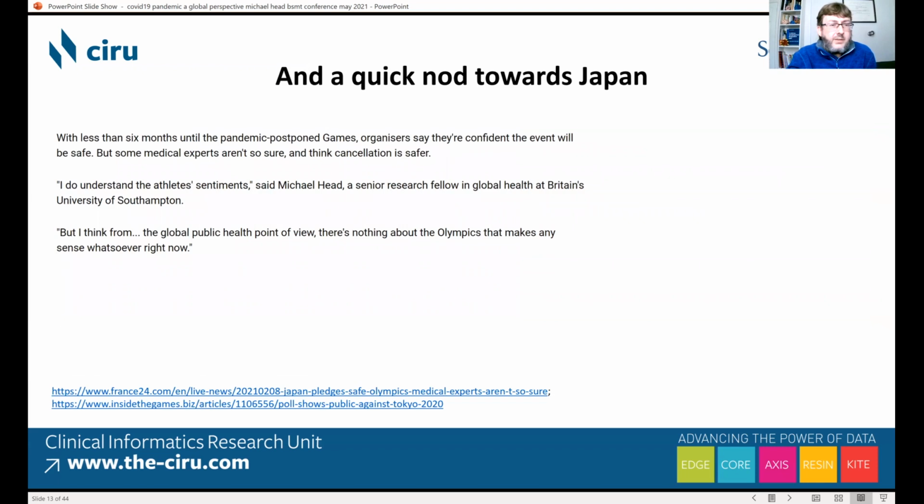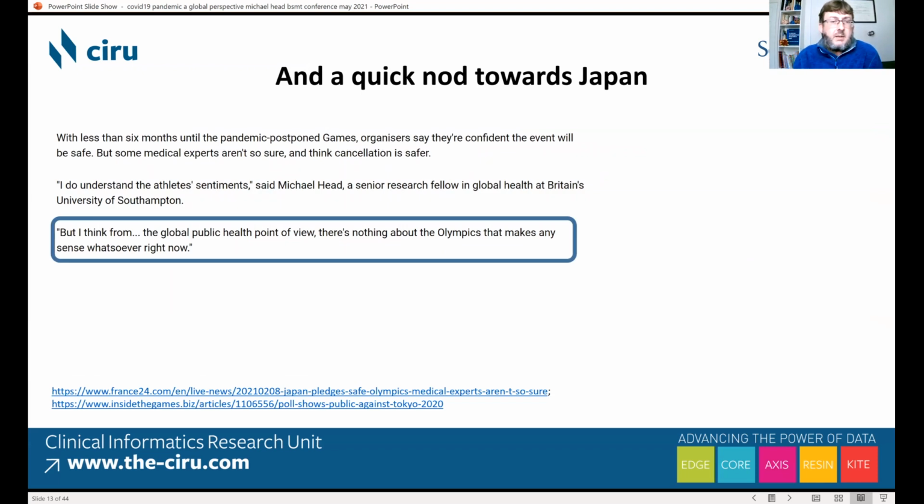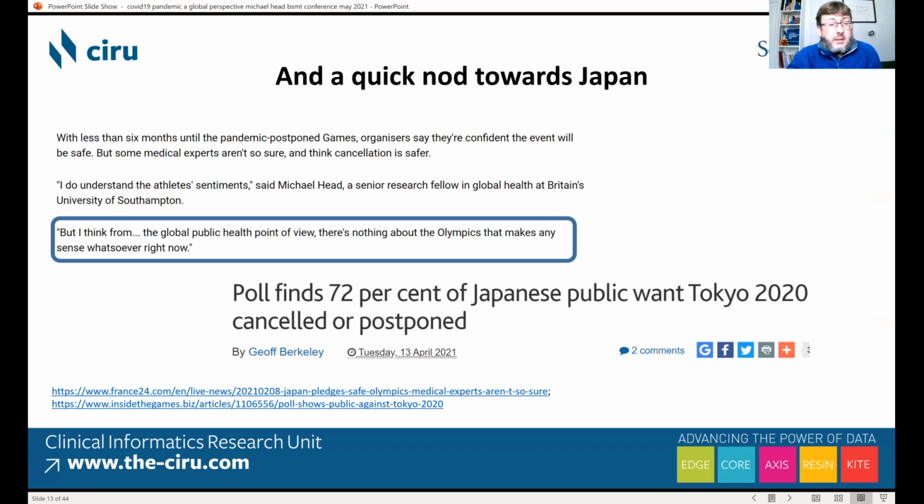I've been quoted in the press in a few places saying that there's nothing about the Olympics that makes any sense whatsoever right now. I think that comment was from a few weeks back, and that still remains my view. I don't think it's a good idea to have the Olympics this year. The Japanese public don't particularly want it either. Every time I've seen a poll on this topic, this is the sort of number that we see: about 3/4 of the Japanese public think it should be postponed or cancelled altogether.